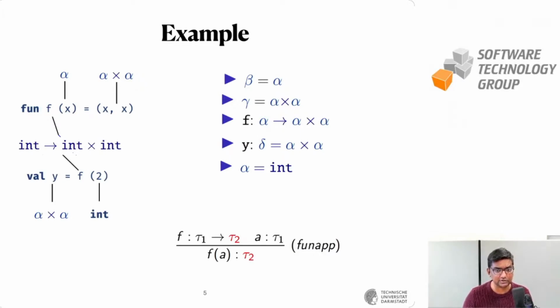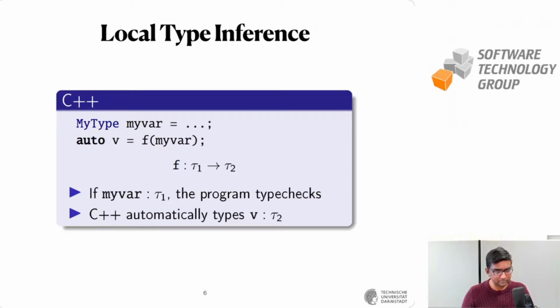Of course, in real life scenarios, type inferences are much more complex and with many more rules, right? Okay, another example of type inference is C++, which performs a local type inference. Let's look at some code here. My var is of type my type, and if we try to assign v with f of my var, C++ automatically types v to whatever the return type of f is. Let's assume the type of f is type 1 arrow type 2. C++ will automatically type v to type 2, so that the inferencing can be utilized later to perform optimizations.